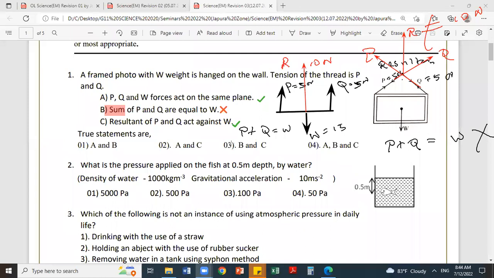Only A and C correct. Answer is second. Question number 1, answer is second. Very good. Around 22 students raise the hand. Very good. Right. So this is under equilibrium of forces.